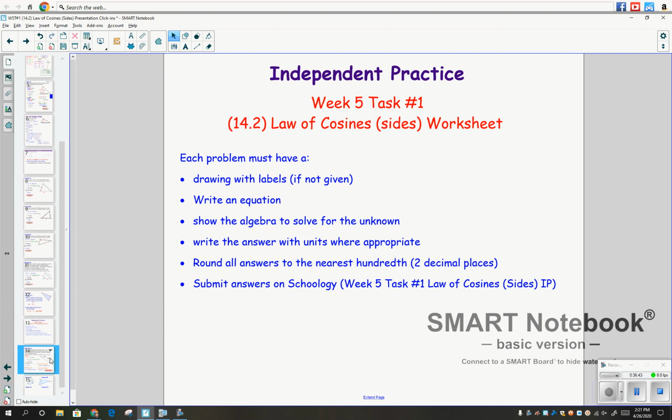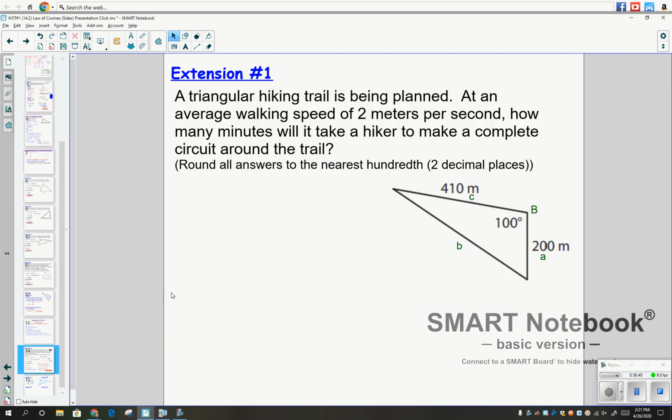And the last thing is we have our little challenge here for some of you. If you're not up to it, you don't have to do the extension. It's a challenge problem. So like I said, if this is being easy and you want to be challenged, here's your opportunity. Your triangular hiking trail is being planned. At an average walking speed of 2 meters per second, how many minutes will it take a hiker to make a complete circuit around the trail?